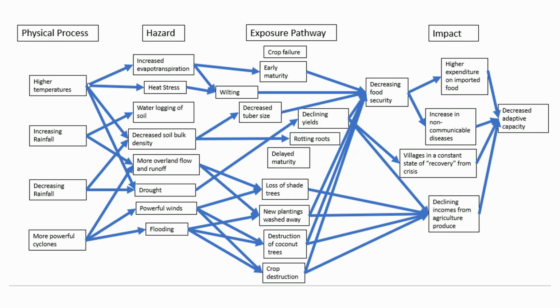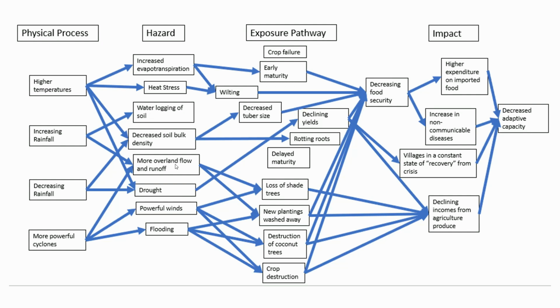But what does higher temperatures lead to? It leads to increased evapotranspiration and more heat stress for plants. Higher temperatures can also lead to decreased soil bulk density because the water is being dried out of the soil. It can lead to what? It can lead to drought, and then increasing rainfall leads to waterlogging of the soil.